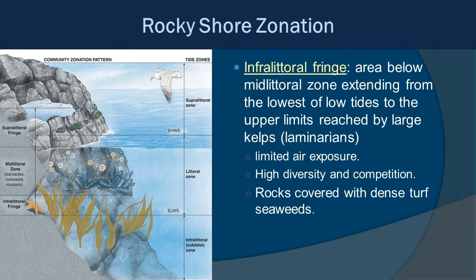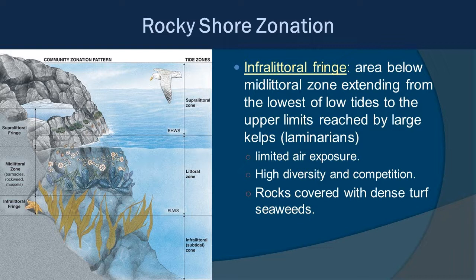Now, as we go down, we get into the infralittoral fringe, and this is the area below the mid-littoral zone that extends from the lowest of the low tides to the upper limits reached by a lot of the large kelps or laminarias. Now, kelp, if you remember, is a type of macroalgae. They have holdfasts, and then their stalks go up into the water column. And kelps are the largest. They literally look like trees underwater, even though they're algae.